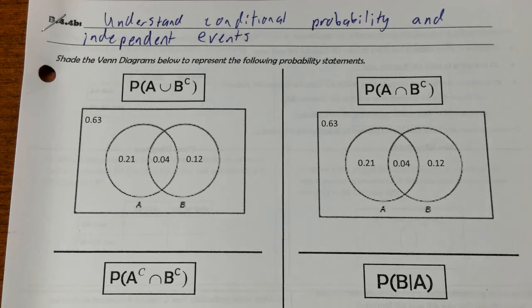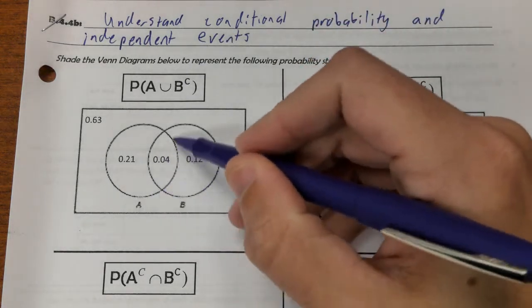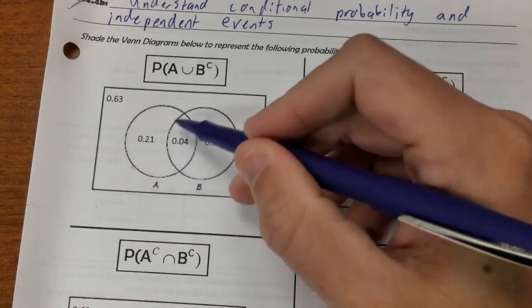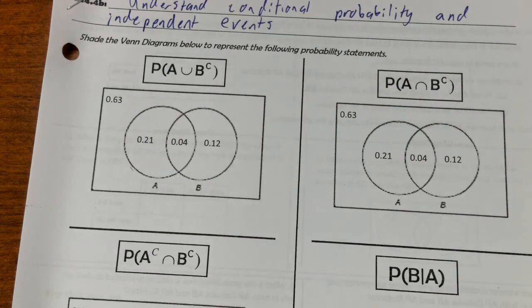Okay. So inside here we have where the A and B overlap. This is the entire A circle. This is the entire B circle. And then the outside is anything that's not in A and is also not in B.